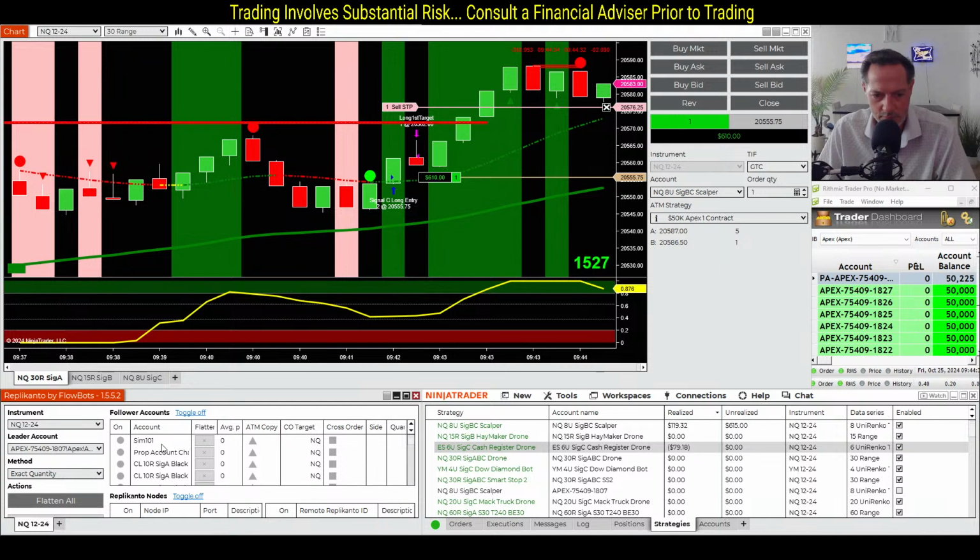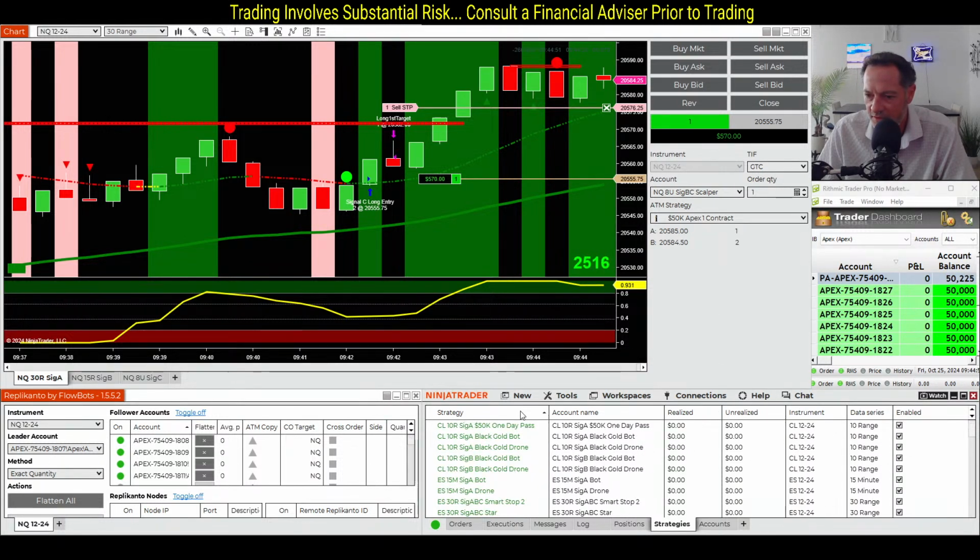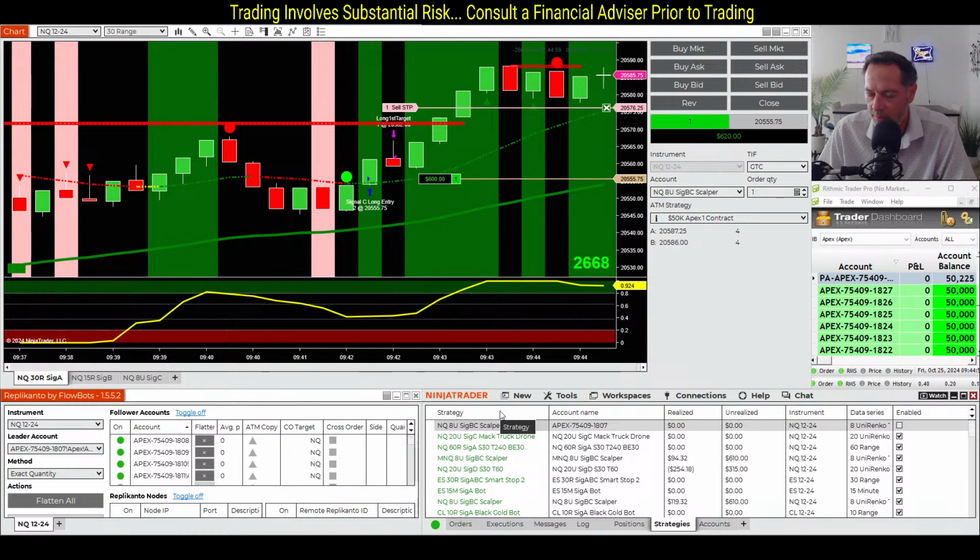Order filled. Copy it to, we'll do 4, 5 altogether. So we'll arm the scalper. So we'll run the same exact strategy. One of them will be in Sim. One of them will be on an eval account here. It'll be on 5 of them.